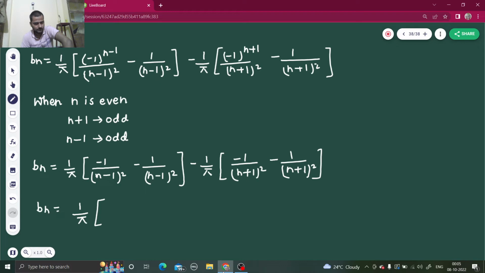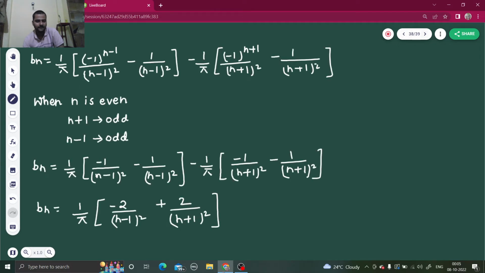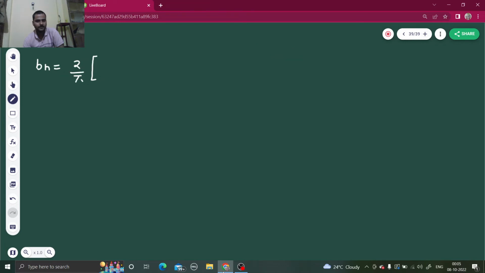So minus 2 by n minus 1 whole square, minus 2 here also, but this becomes plus, so 2 by... I can further take 2 common, so bn becomes minus 1 by n minus 1 whole square plus 1 by n plus 1 whole square. Now let's simplify this.